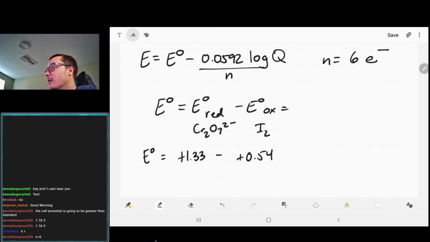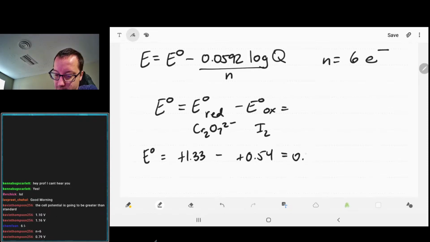All right, according to our list. Yes, okay. And so doing this math, we get 0.79, 69, 79. Oh, thank goodness I did it. Okay, cool. So we do get that this is a spontaneous reaction. That's awesome. It's always a good thing to see.